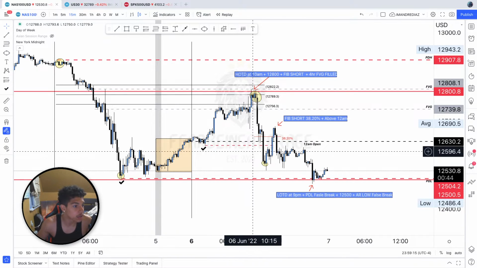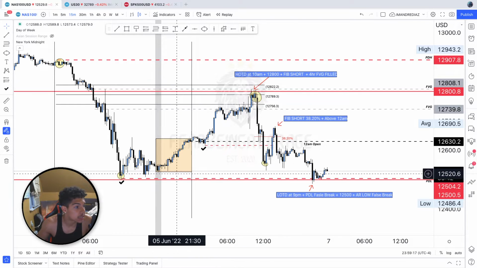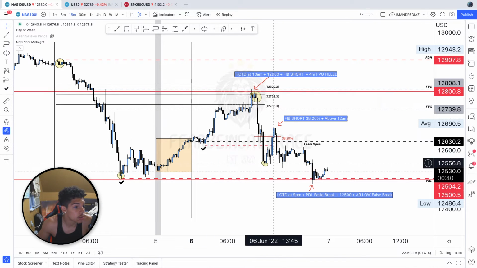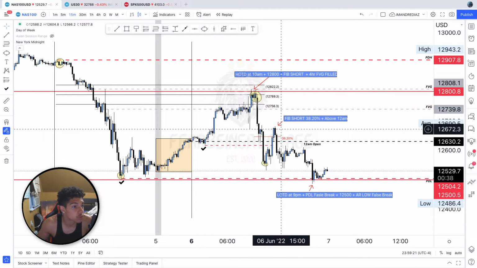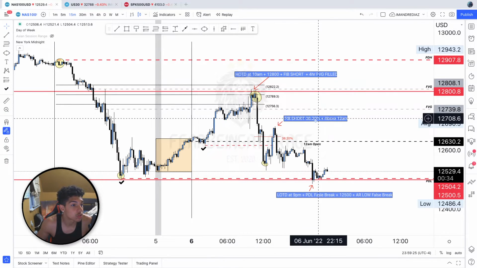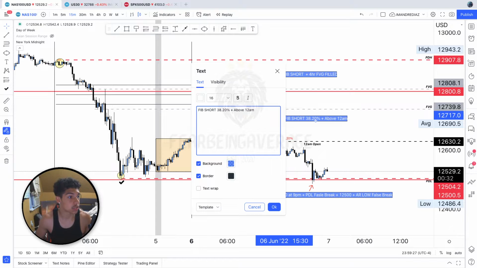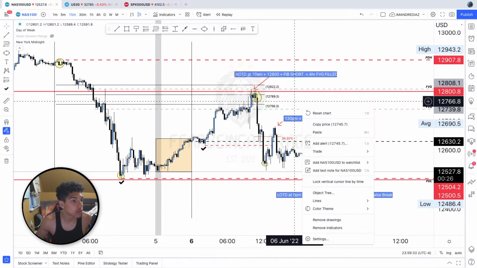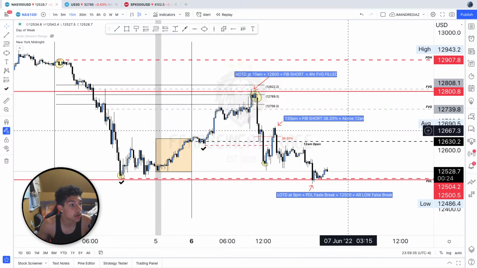So after we targeted that, price came down. We didn't tap and clear this Asian session low yet. Came up, had the retracement for the fib short at the 38.20% level. At what time was this? This was 13:45, so 1:30. Let's annotate that. 1:30 p.m. So at 1:30 p.m., we had the fib short at the 38.20% above the 12 a.m.